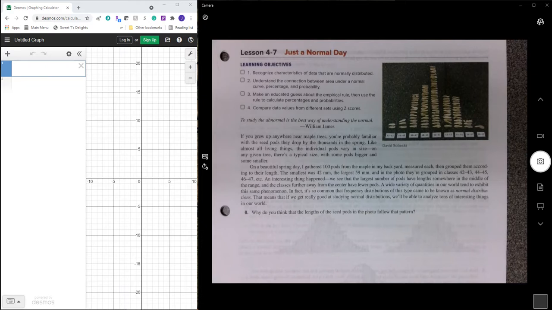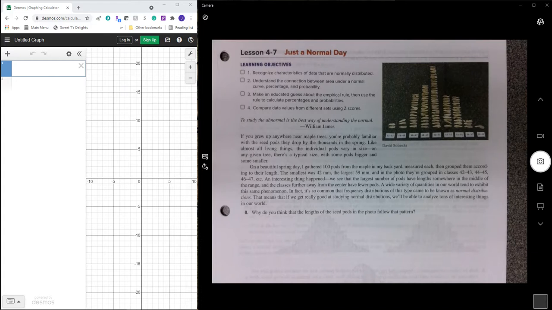To study the abnormal is the best way of understanding the normal. William James. If you grew up anywhere near maple trees, you're probably familiar with the seed pods that drop by the thousands in the spring. Like almost all living things, the individual pods vary in size on any given tree. There's a typical size with some pods bigger and some smaller.